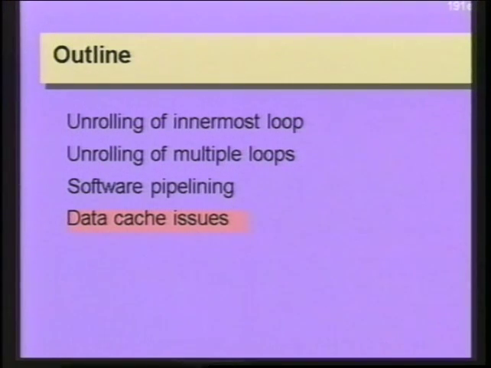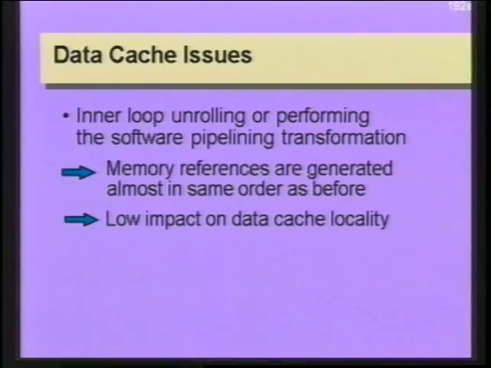Finally, I'd like to address some data cache issues in these loop transformations for instruction scheduling. If you're unrolling an innermost loop or performing the software pipelining transformation, actually you don't have to pay too much attention to the data cache because the memory references are generated pretty much in the same order as they would have been generated in the original loop. And so we have a low impact on the data cache locality. Essentially, the transformed version of the code has the same working set as it did in the original version.